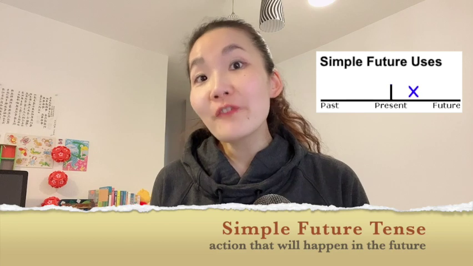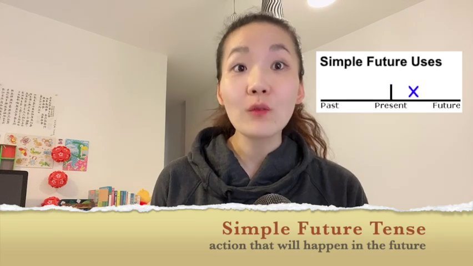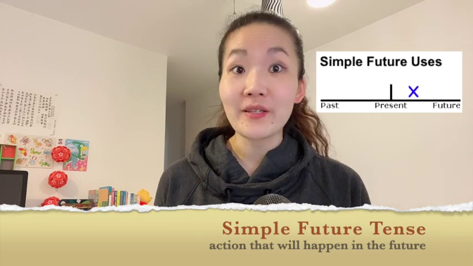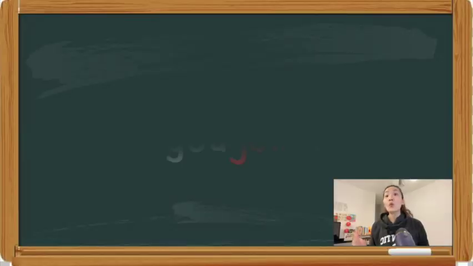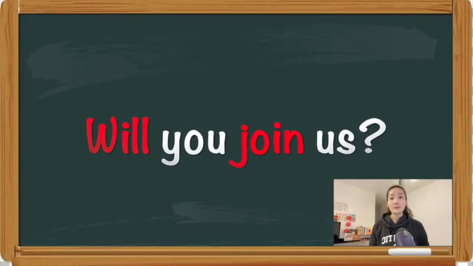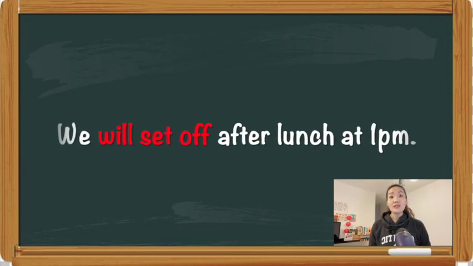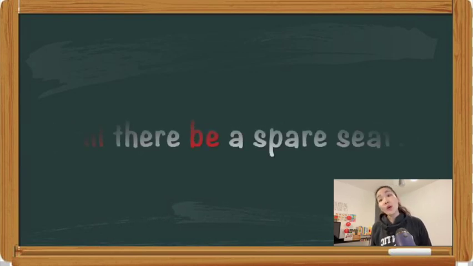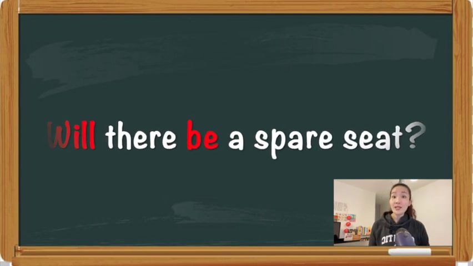Okay, now moving on to the future tenses. We use simple future tense to talk about action that will happen in the future. Here, the students are planning to go to Miss Sarah's house for a birthday celebration, so the students use simple future tense in the conversation. For example, will you join us? We will set off after lunch at 1 o'clock. Will there be a spare seat?